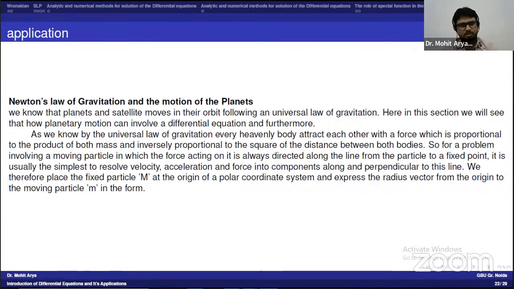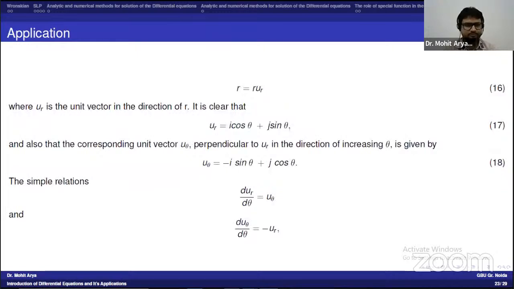So, for a problem involving a moving particle in which the force acting on it is always directed along the line from the particle to a fixed point, it is usually simplest to resolve velocity, acceleration, and force into components along and perpendicular to this line. We therefore place the fixed particle M at the origin of a polar coordinate system and express the radius vector from the origin to the moving particle m in this form.